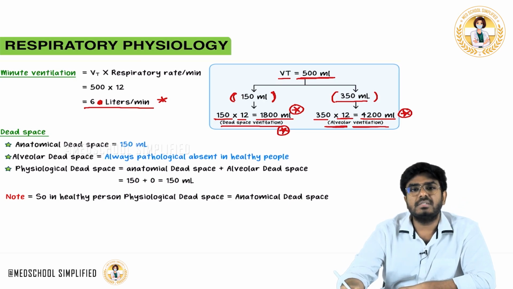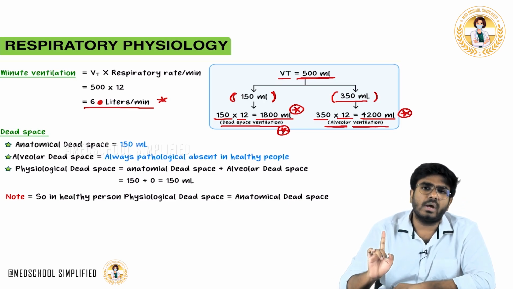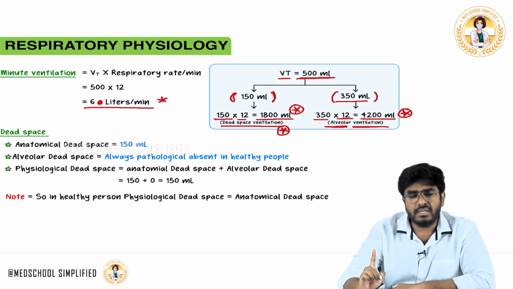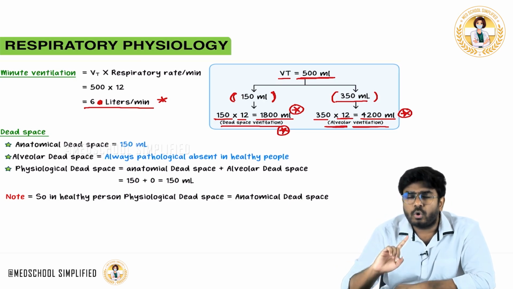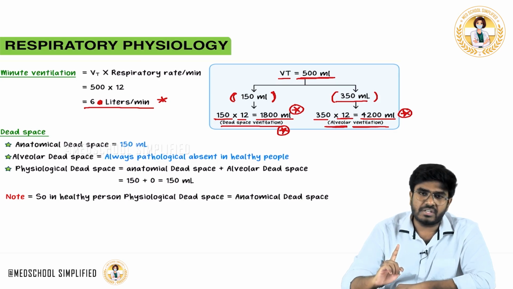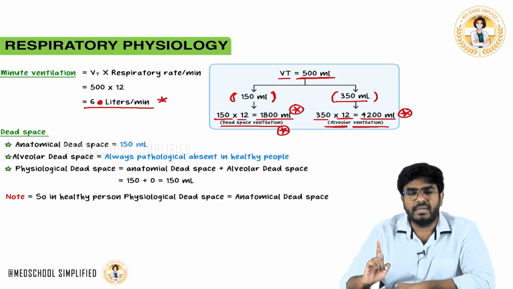So this is the alveolar ventilation. Alveolar ventilation is how much? Alveolar ventilation is 4200 ml. What is the dead space ventilation? Dead space ventilation is 1800 ml. What is the total ventilation, the minute ventilation? Minute ventilation is 6 liters per minute.